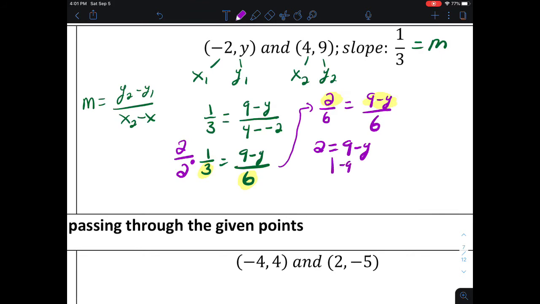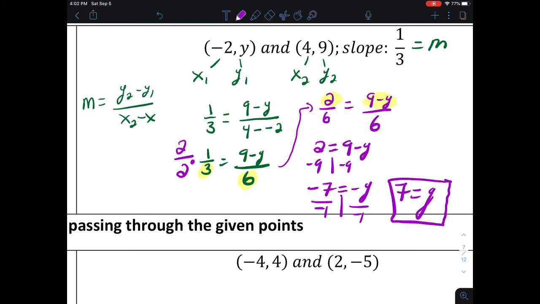So minus the 9 over. Negative 7 is equal to negative 1 times y. Divide by my negative 1 here. And we get 7 is equal to y. So the y value I need for that coordinate has to be 7.